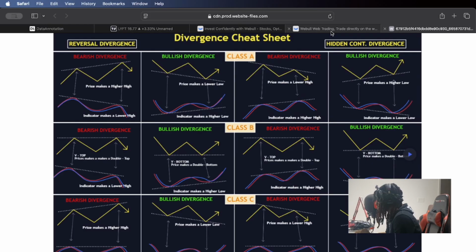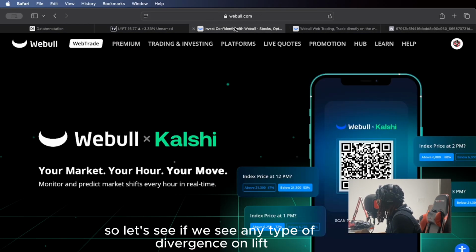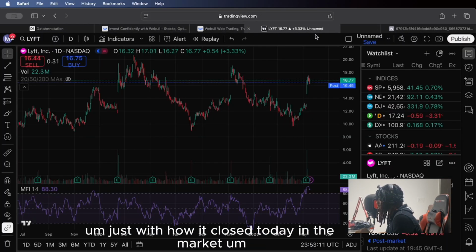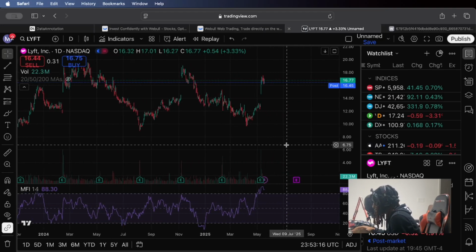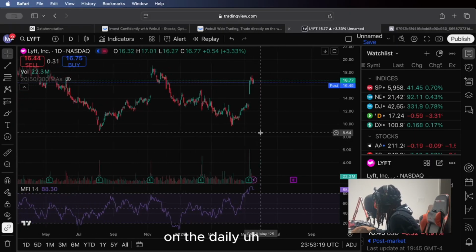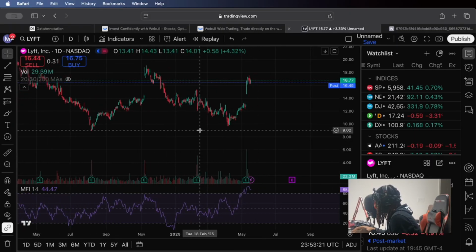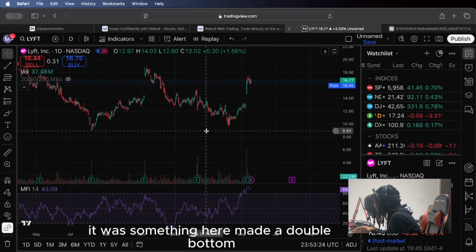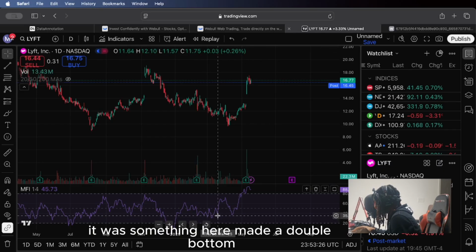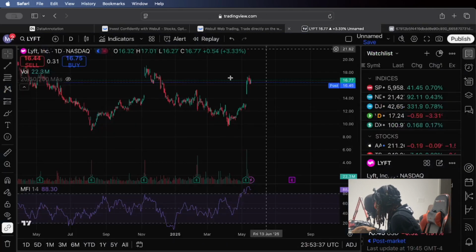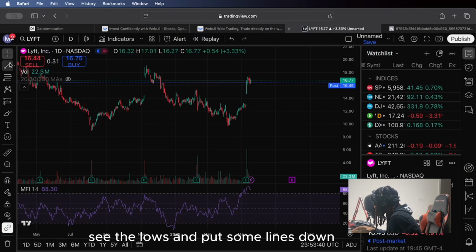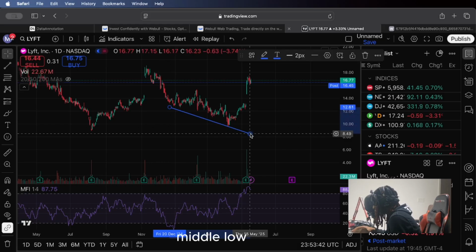So let's see if we see any type of divergence on Lyft, just with how it closed today in the market. On the daily, it was something here. It made a double bottom, the lower low. See the lows? Let me put the lines down. It made a low.